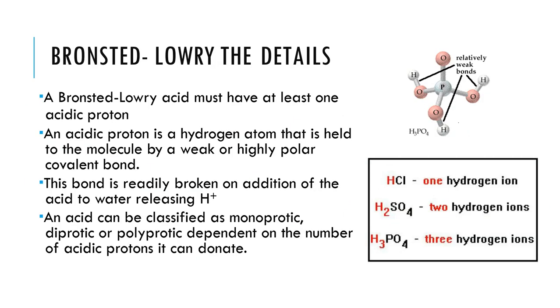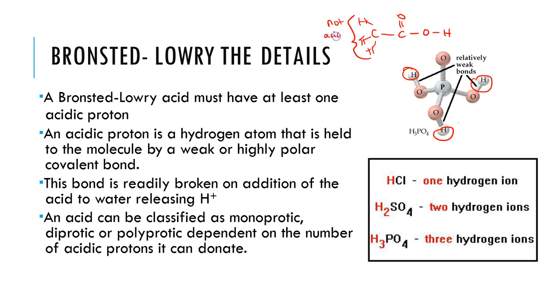So a Bronsted-Lowry acid must have at least one acidic proton. Okay, so when we talk about H3PO4, we actually have 3 acidic protons. If we're talking about ethanoic acid, okay, the protons on the methyl group here are not acidic.